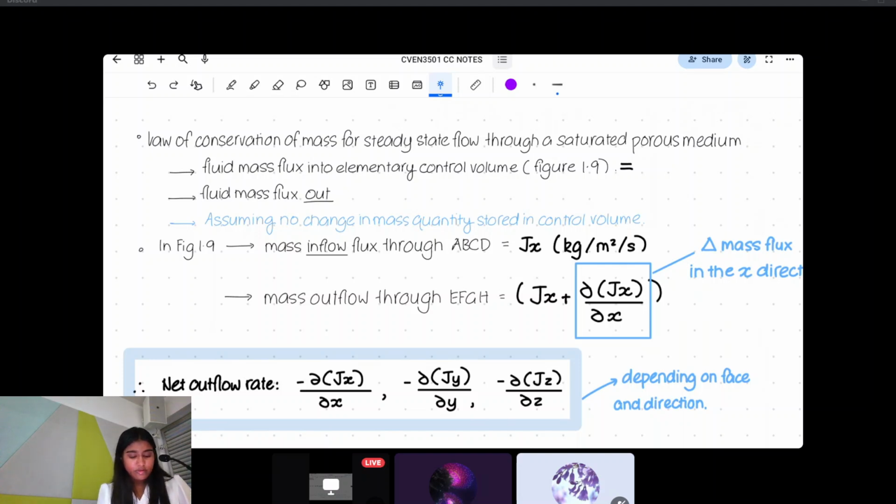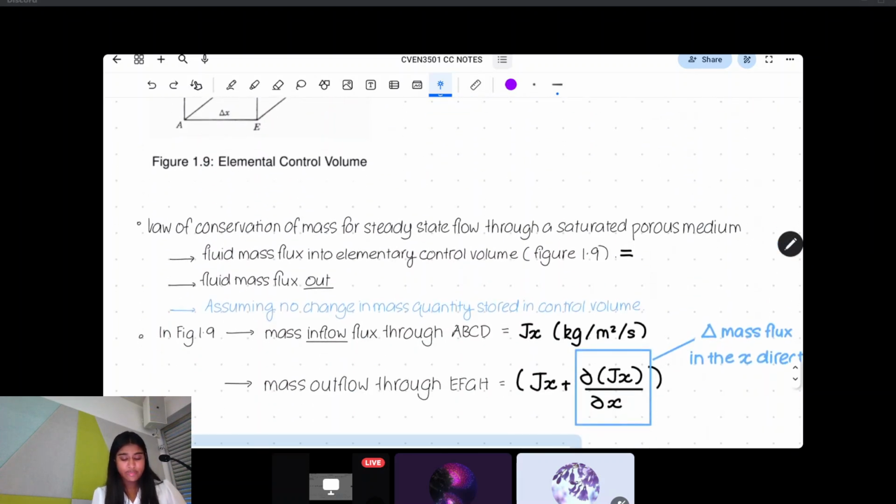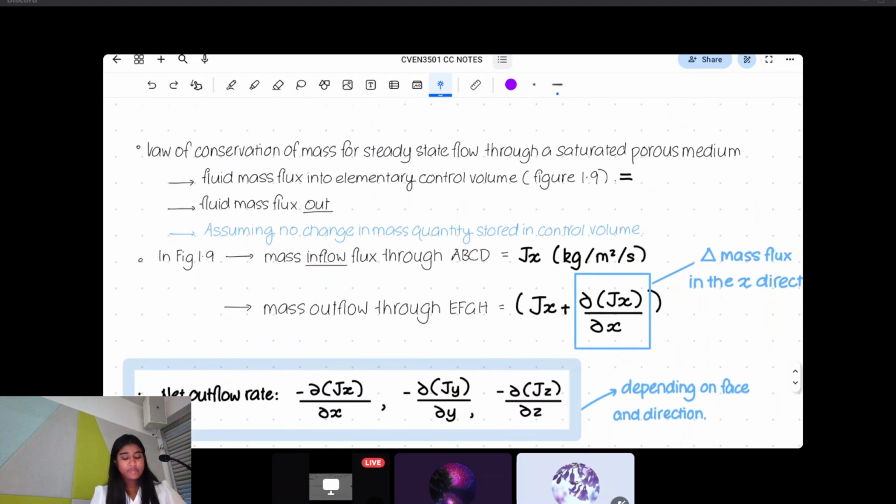So the law of conservation of mass for steady state flow conditions through a saturated porous medium, right? So in this case, it's steady state flow and it's a saturated porous medium. For those conditions, the fluid mass flux into the elementary control volume, which is the diagram in figure 1.9, is equal to the fluid mass flux going out of that control volume. So there is no change in the mass quantities stored in that volume. Is that something that we're all comfortable with, that concept? Okay.